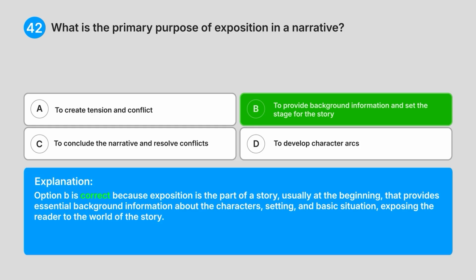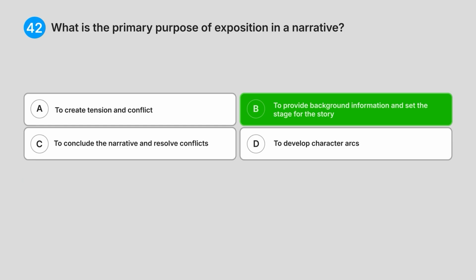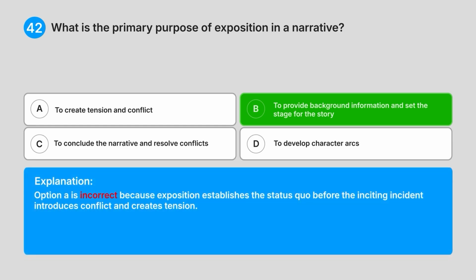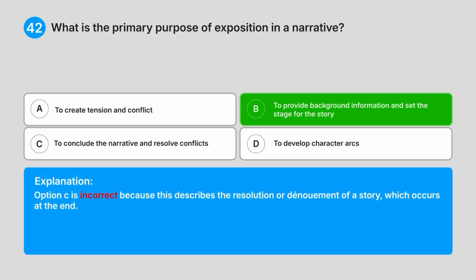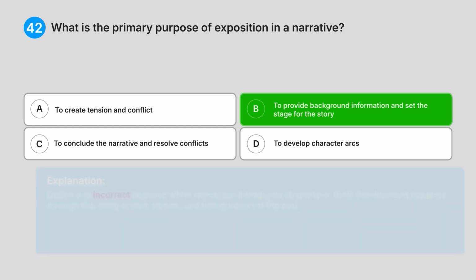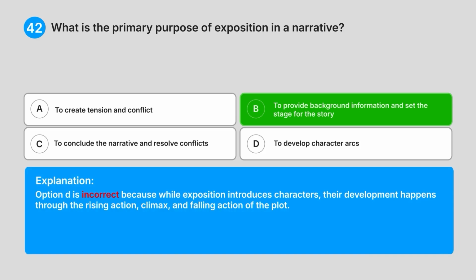Explanation. Option B is correct because exposition is the part of a story, usually at the beginning, that provides essential background information about the characters, setting, and basic situation, exposing the reader to the world of the story. Option A is incorrect because exposition establishes the status quo before the inciting incident introduces conflict and creates tension. Option C is incorrect because this describes the resolution or denouement of a story, which occurs at the end. Option D is incorrect because while exposition introduces characters, their development happens through the rising action, climax, and falling action of the plot.